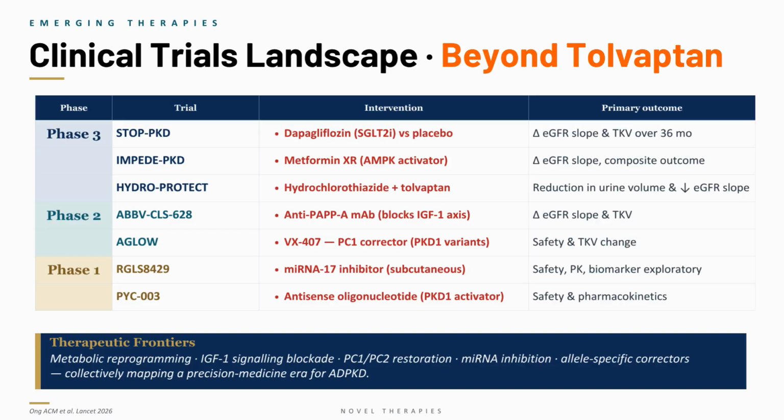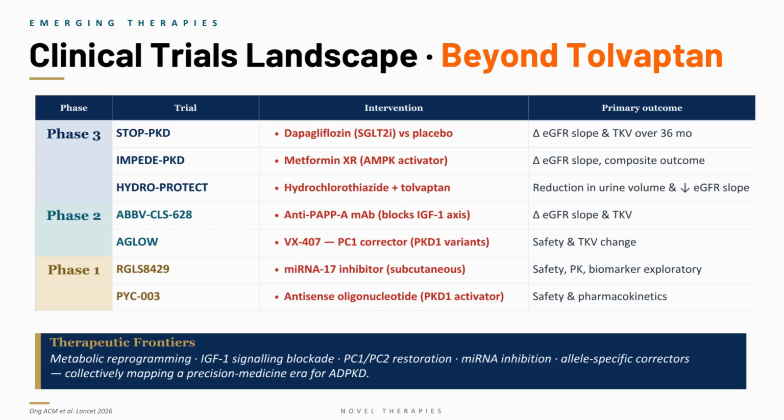What you are seeing here is the evolving clinical trials landscape in ADPKD, and honestly, it's one of the most exciting areas in nephrology right now. We are moving from a single drug era into a multi-target, precision-based strategy. Starting with phase 3, there are therapies that could realistically change practice in the near future. The STOP-PKD trial is evaluating dapagliflozin, an SGLT2 inhibitor, versus placebo, focusing on eGFR slope and total kidney volume over 36 months. This is particularly interesting because it builds on strong cardiorenal data we already have with SGLT2 inhibitors.